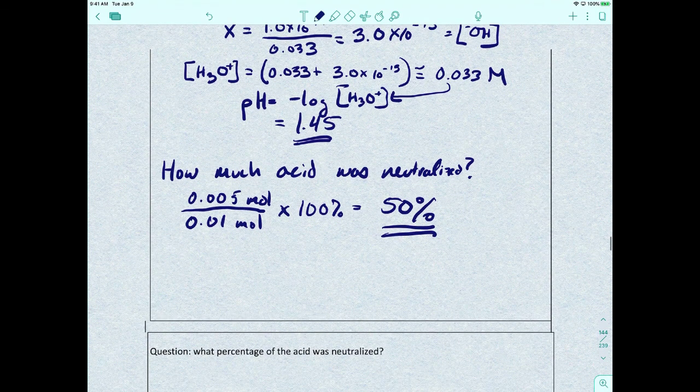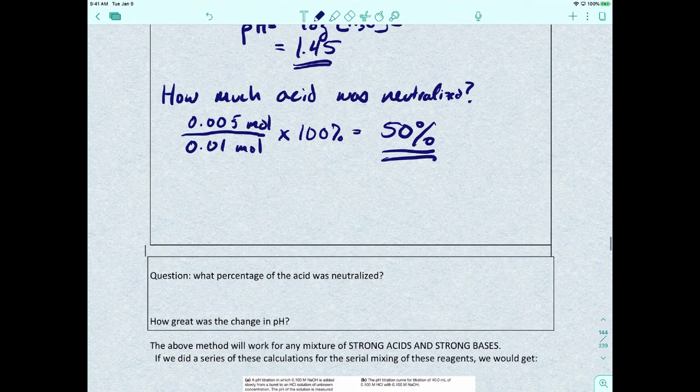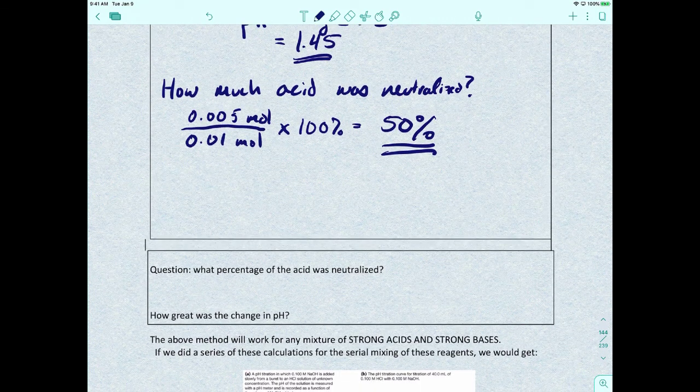So we're asking how much of the acid was neutralized: 50%. And how great was that change in pH? Well, remember, we started with 1 and we ended with 1.48. So it changed by about 0.48 of a pH unit, almost half of a pH unit.